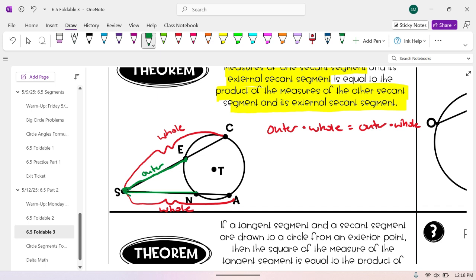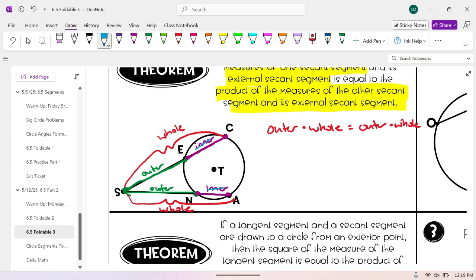And SN is the outer part of SA. Now, we don't really care about this, but I'm just going to mention it anyway. The inner part is what's actually inside the circle. So EC is the inner, and A is the inner part of that segment. And we don't really care about these. All right. So in terms of the problem, we don't really care about those.